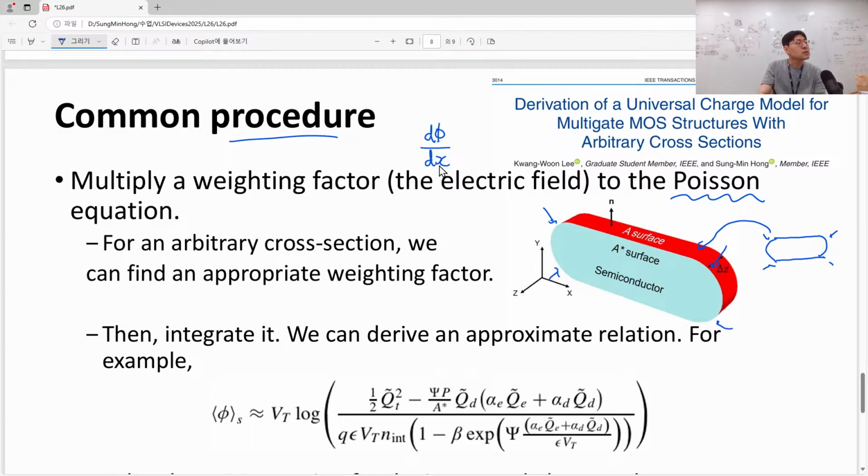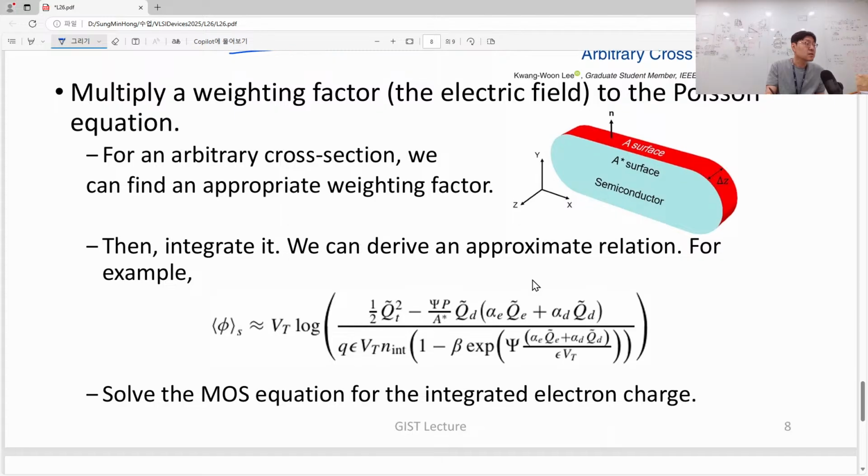In this case, what is the meaning of this dφ over dx? We have to consider a two-dimensional cross-section. And how can we define the electric field-like quantity? So in this paper, Mr. Wang Li introduced a very clever way to set the appropriate weighting factor. After that, we can just integrate this modified Poisson equation over the two-dimensional cross-section. Then we can derive an approximate relation.